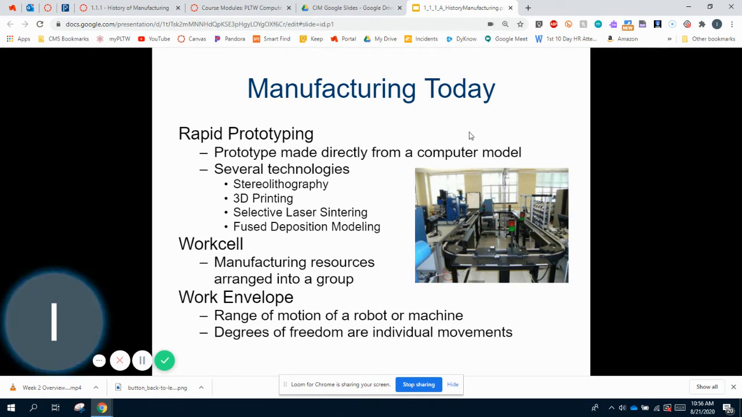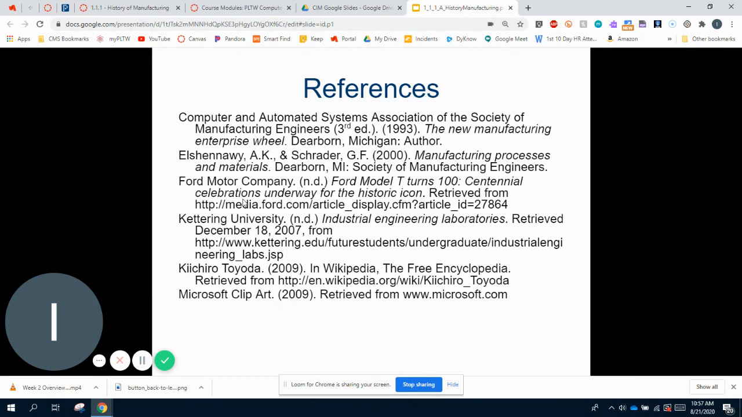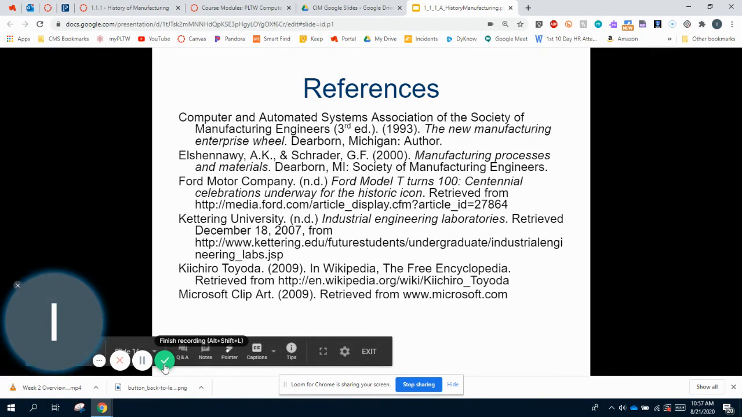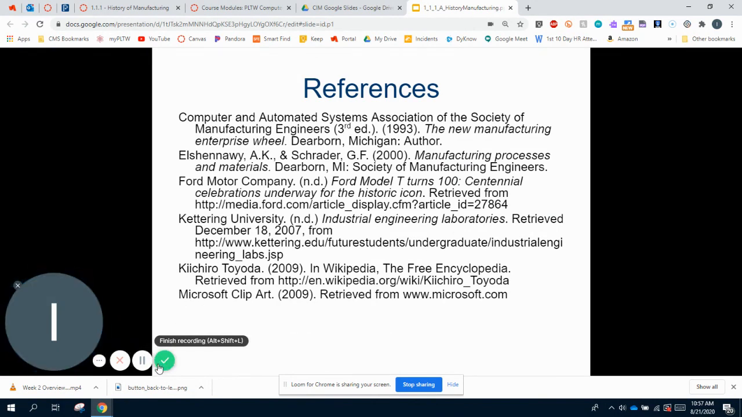Manufacturers now also have to deal with the work envelope of their robots. Many of these robots have robotic arms, and they're only able to do work inside of a certain range. This range is called your work envelope. The degrees of freedom that the robotic arms can move, and the range of motion that the robotic arms can move and complete a task. This is the history of manufacturing and how manufacturing is working today.